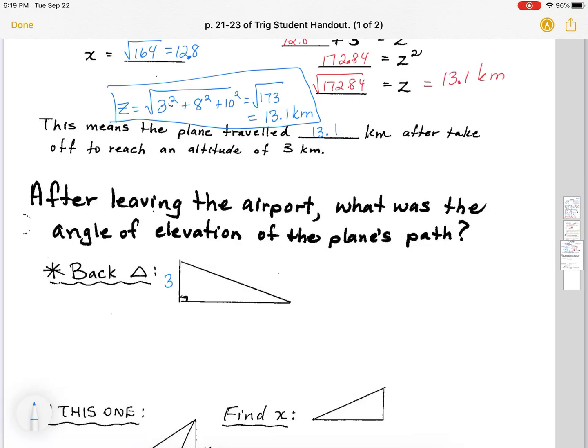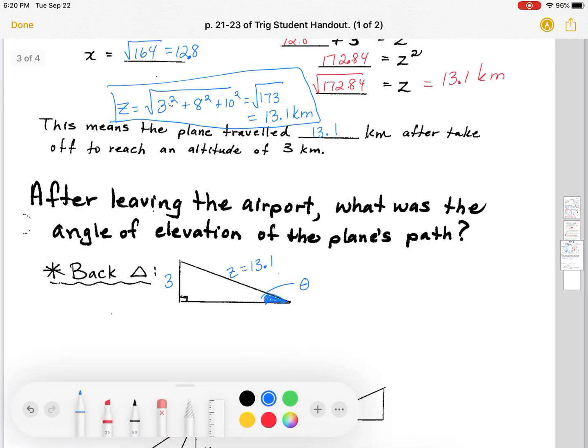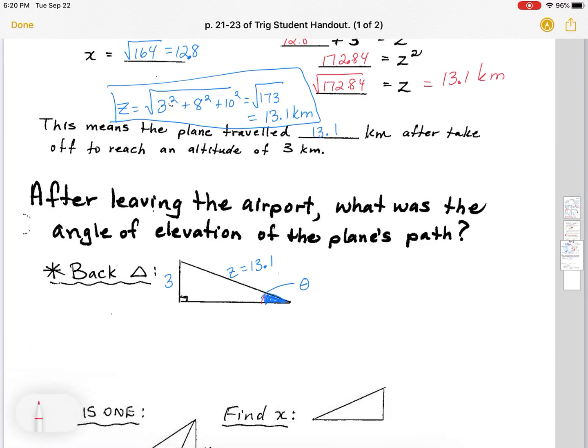Now, this next question says, after leaving the airport, what was the angle of elevation of the plane's path? Well, let's think about what we know. We know this is 3 because it went up 3. We just spent all that time finding z, right, which is 13.1. And what we want to know is the angle of elevation. So we want to know what that angle is.